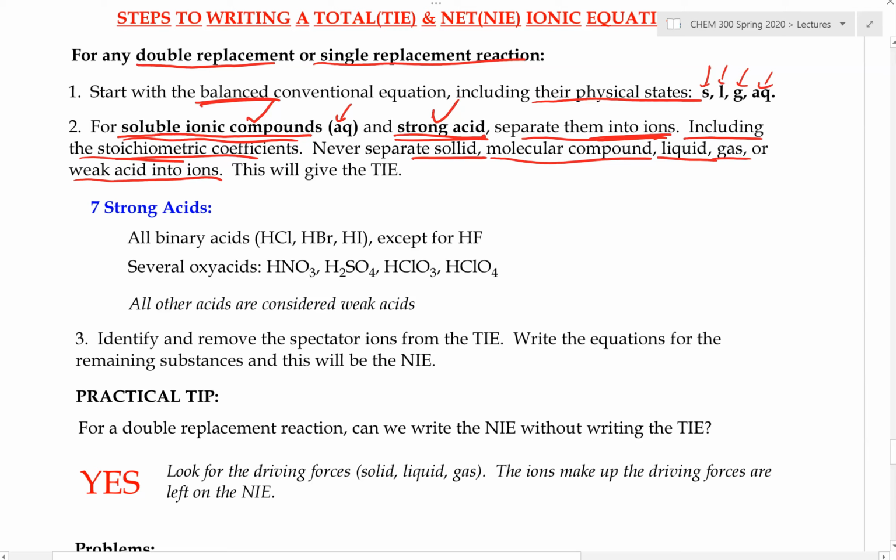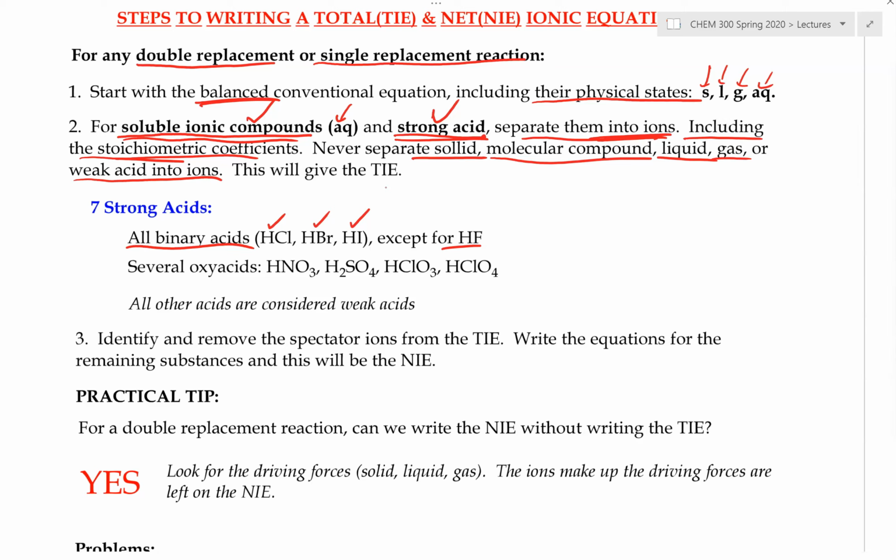And here in this class right here, there are 7 acids that we would consider to be the strong acids. And these are the 7 strong acids right here, plus all binary acids except for HF. So this basically includes HCl, HBr, HI. All of these are strong acids. So there you go, we have 3 of them.